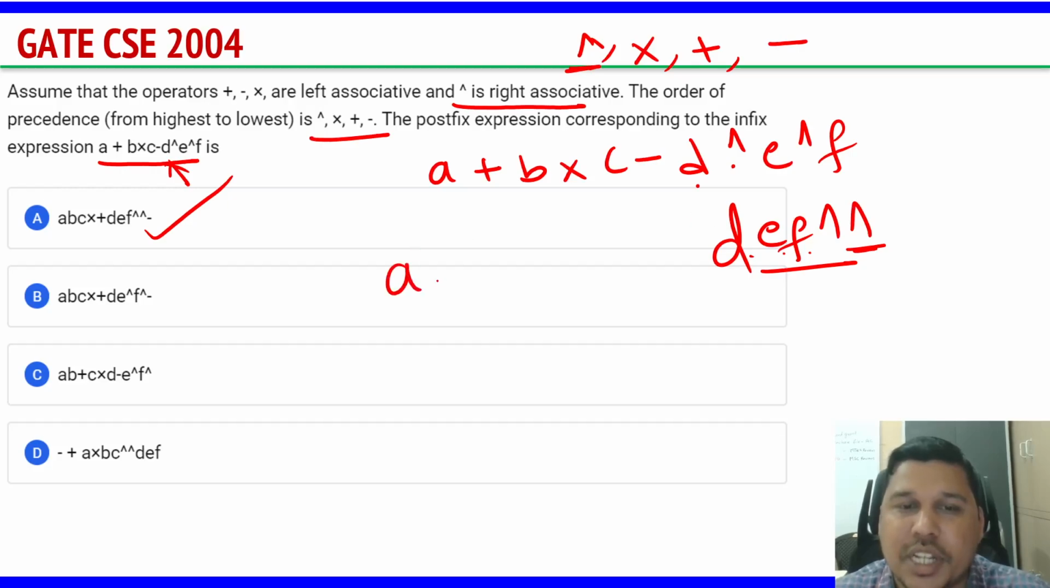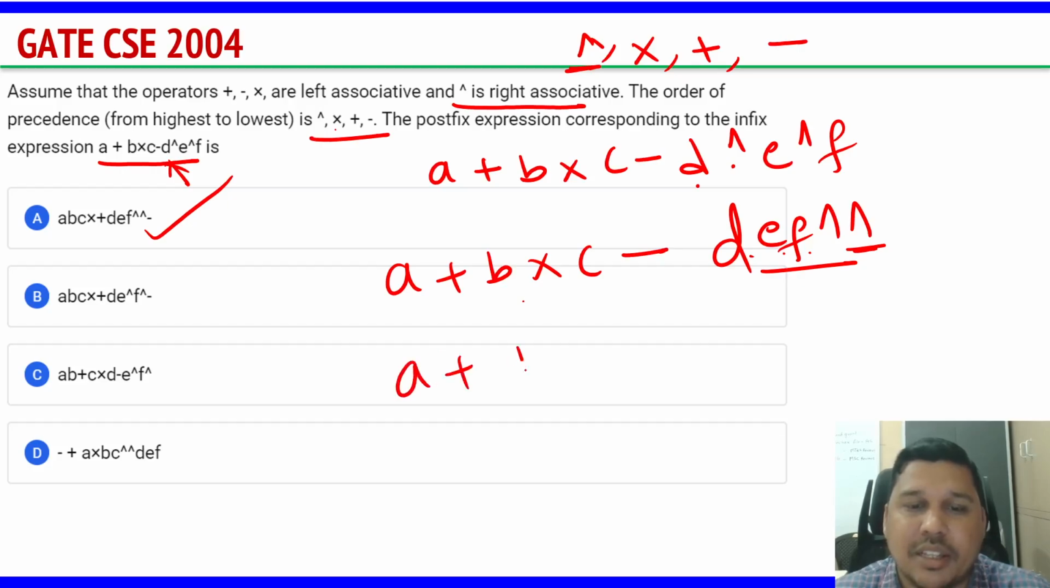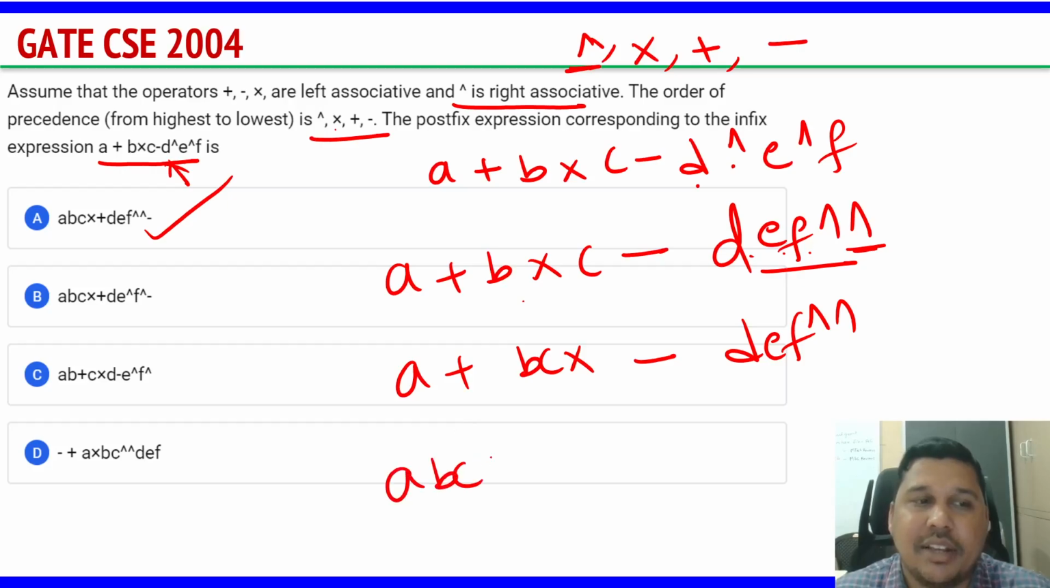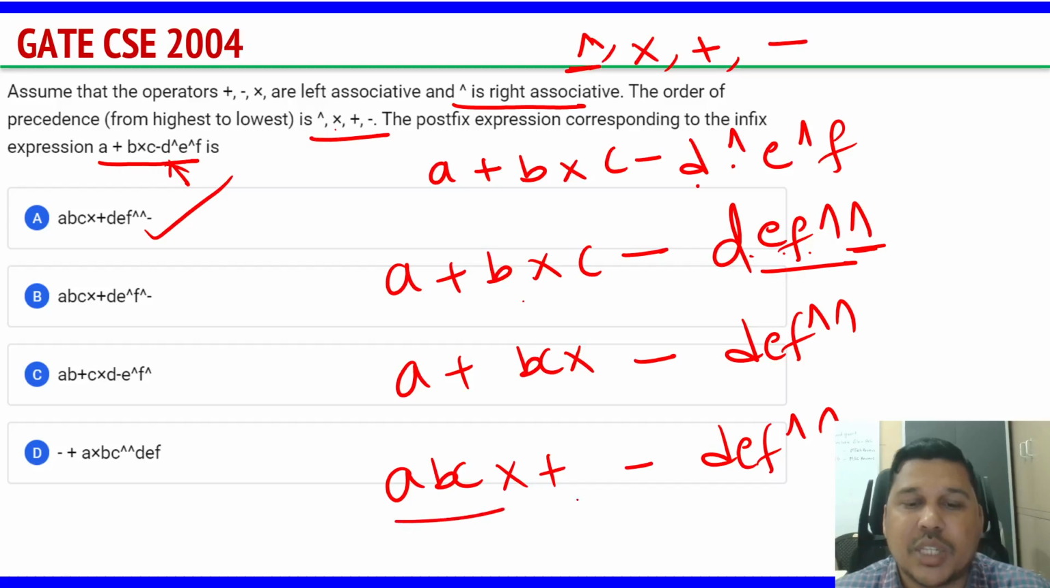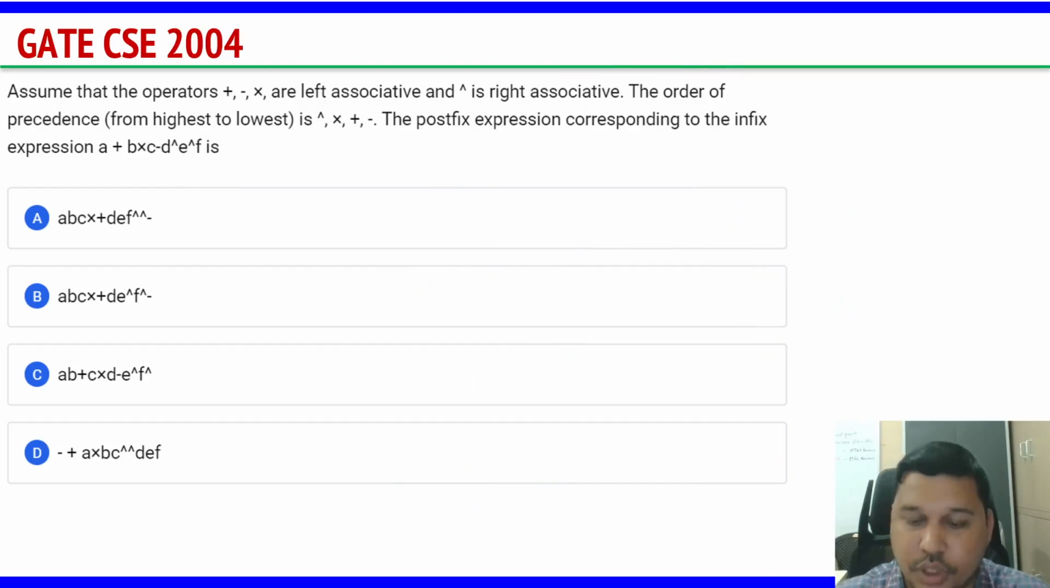Then the leftover expression is A + B * C - this one term. Next, what is the highest priority one? Multiplication, from left to right. So it becomes A + BC* - this term. Now we have plus. So it becomes ABC*+ - DEF exponentiation. At the end, followed by minus. So option A is the right answer for this.